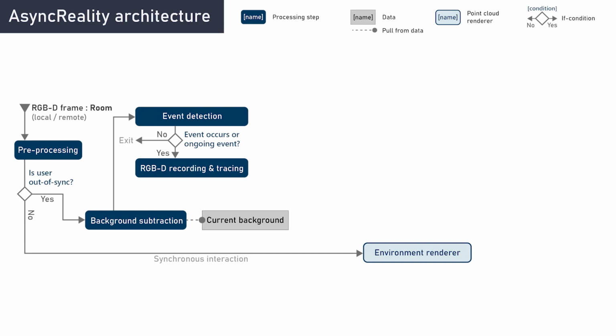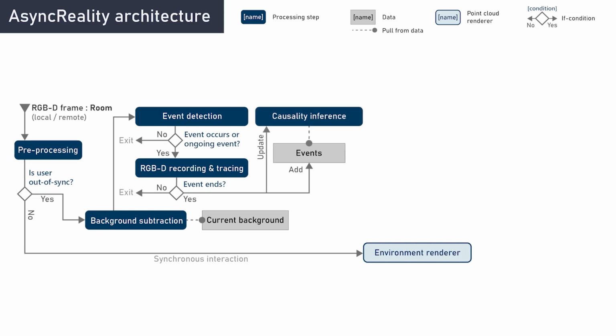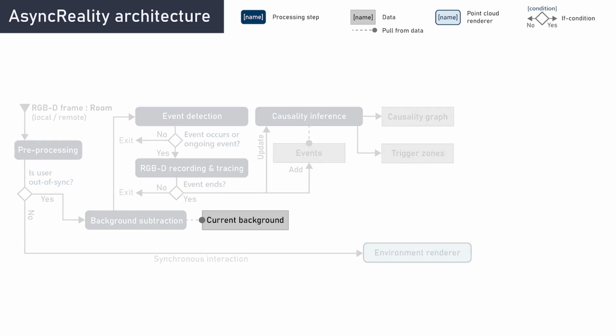Once the system does not detect movement for a short while, the recording of the event ends and we add it to the list of events. In addition, the causality inference compares the new event trace with the traces of previous events and updates the causality graph accordingly. Lastly, we take a snapshot of the room right after the event to update the current background.